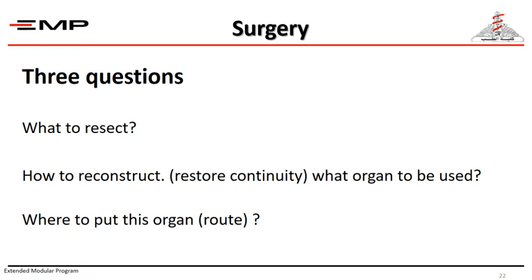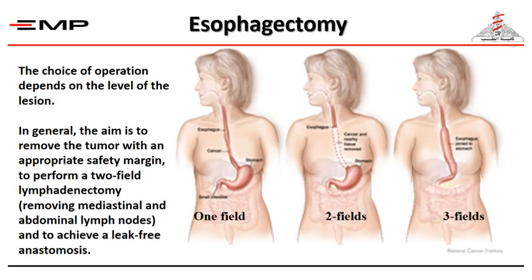We have 3 questions to be asked: what to resect, how to reconstruct after this resection, what organ to be used, and where I will put this organ, which means the route of reconstruction. The choice of the operation depends on the level of the lesion.